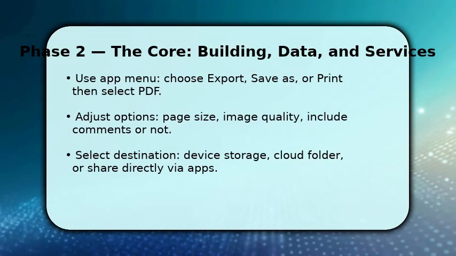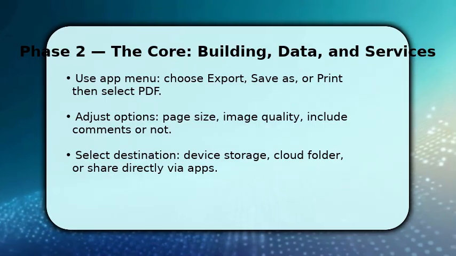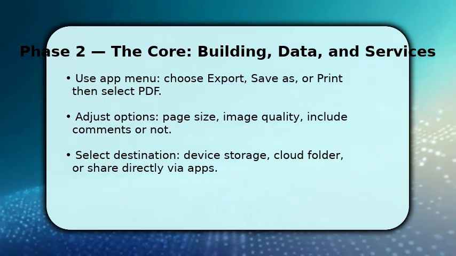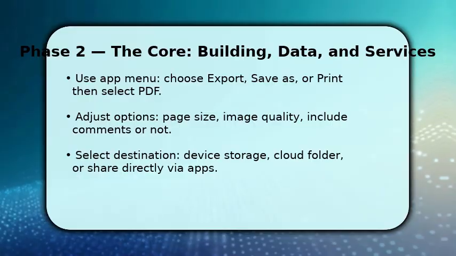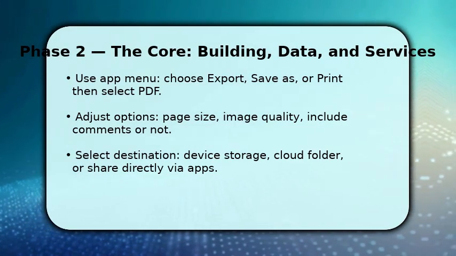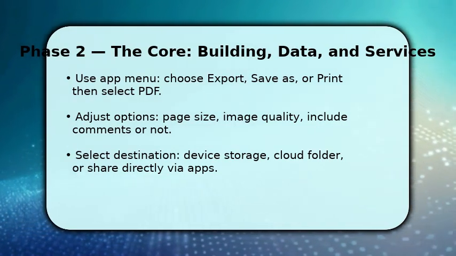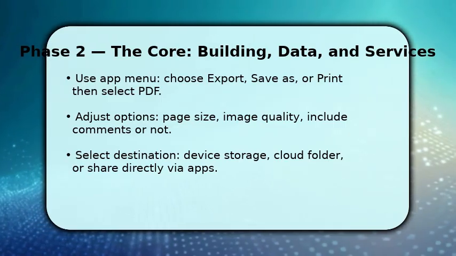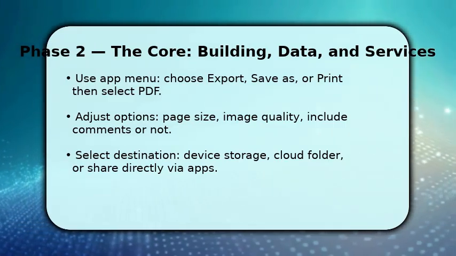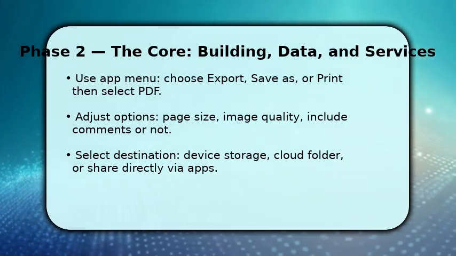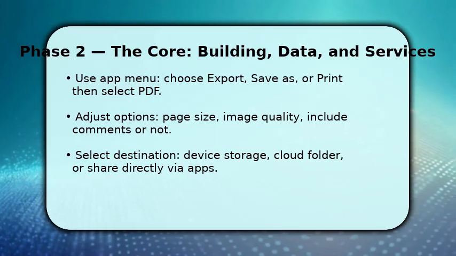Once the document is ready, open the app menu and pick Export or Save as, then choose PDF. If you use print, pick Save as PDF. This step converts the layout to a fixed page, so check options like page size and image quality to control file size. If you need comments or annotations, make sure to include them before exporting.